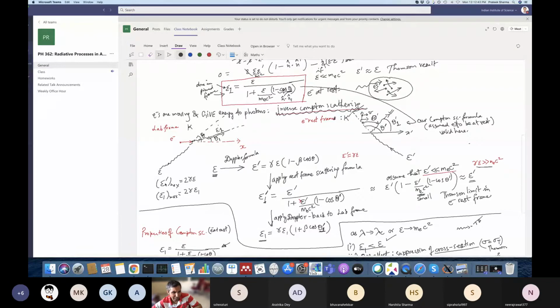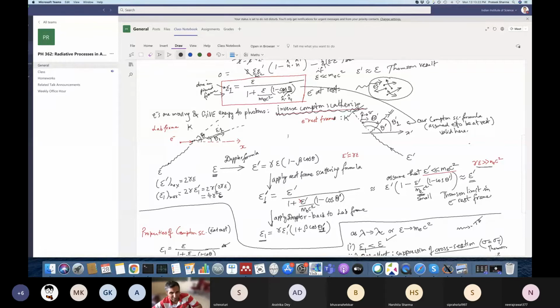So basically, if we plug in epsilon 1, this should be prime, because we are going back from the prime frame to the lab frame. So this is prime, which is equal to 2 gamma times 2 gamma epsilon. So this is equal to 4 gamma squared epsilon. This is the maximum energy that a photon can attain in inverse Compton scattering.